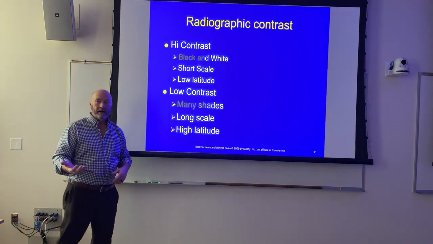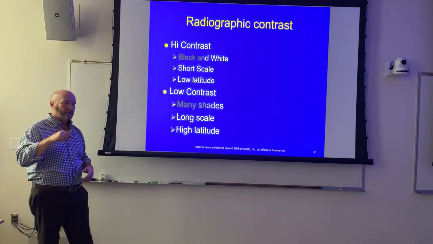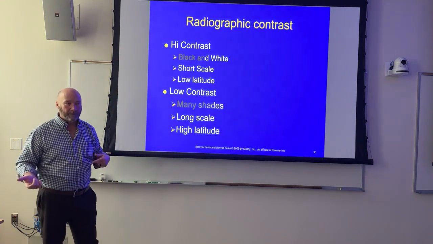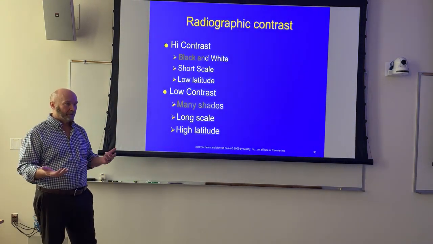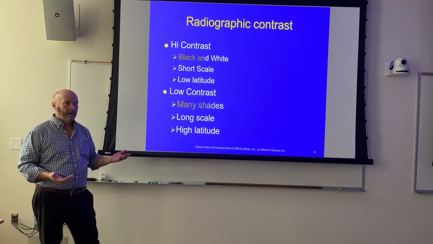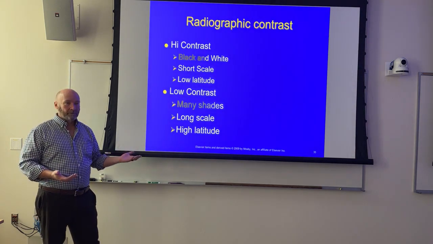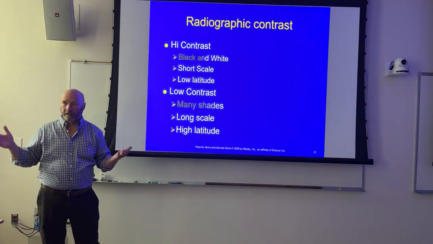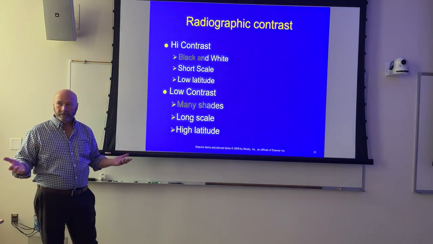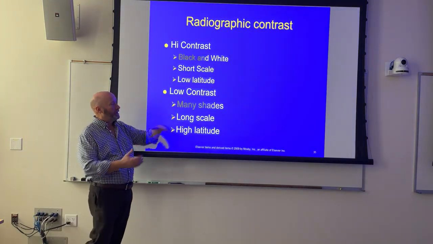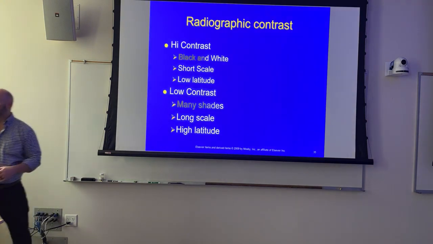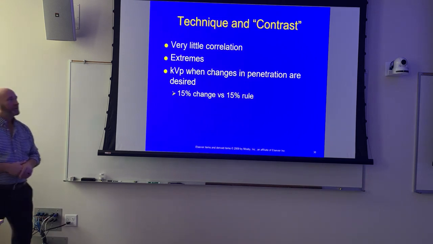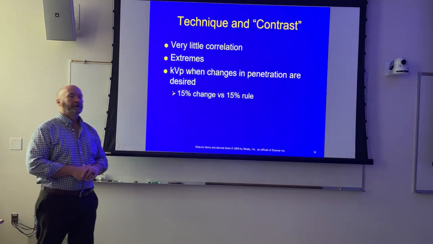The reason we call it high latitude, and they'll still make a correlation between latitude and KVP, is for the reason we talked about before. If we make an exposure on something where the only thing we can penetrate is air, then the only thing we can see is air. So if we increase our KVP, we can see more tissue types, and we've got more latitude to make that exposure. High latitude, long grayscale means the same thing.